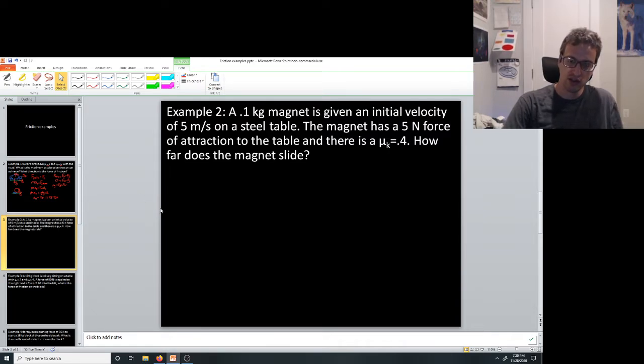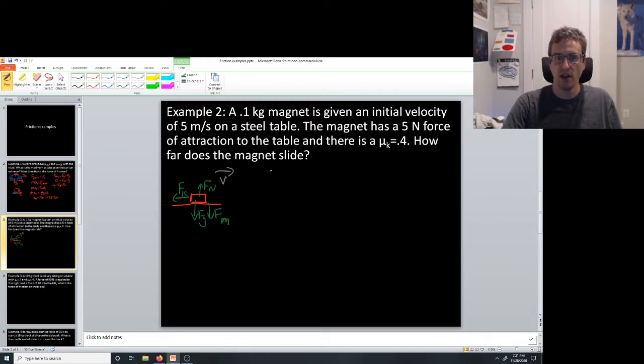Okay. So again, let's do our little diagram. Here's our magnet, here's the table. We've got Fg and the force of magnetism, both down, and Fn. And let's say the velocity is this way, which is not a force, and it's not really on my force diagram, but I'm putting it there for reference. The good thing is that the force of kinetic friction is always opposite that velocity, so we can do that.